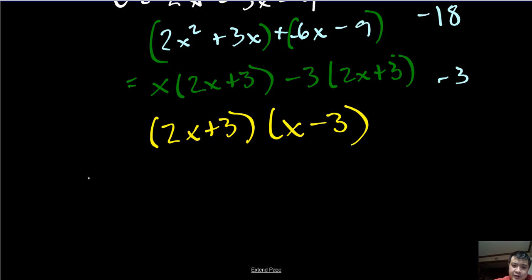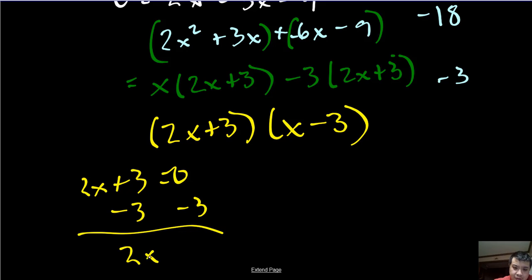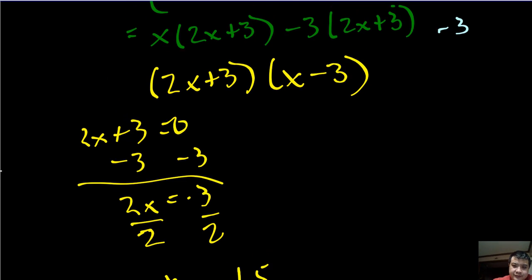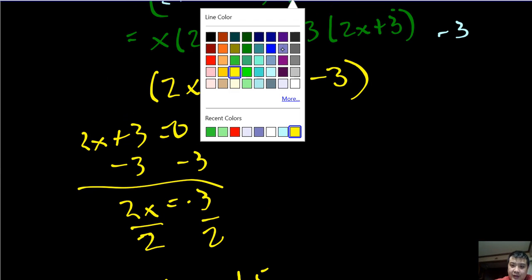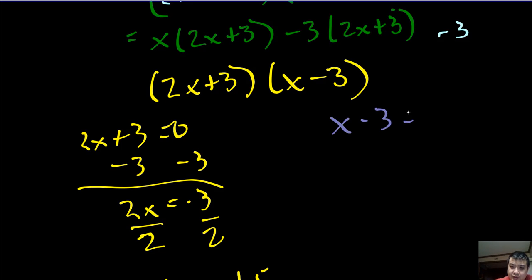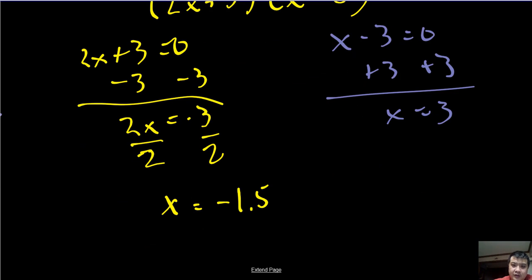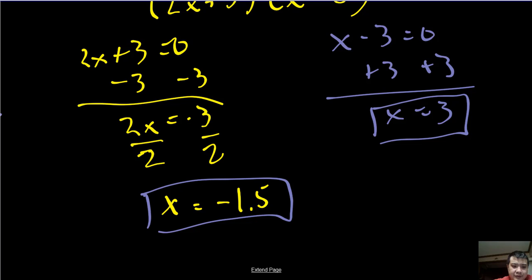And we can see that our solutions are going to be negative 1/2... because 2x = -3. Divide both sides by 2: x = -1.5. And over here, on the other side, x - 3 = 0. So therefore, x = 3. So just like what we saw in our graph, our solutions are x = 3 and x = -1.5.